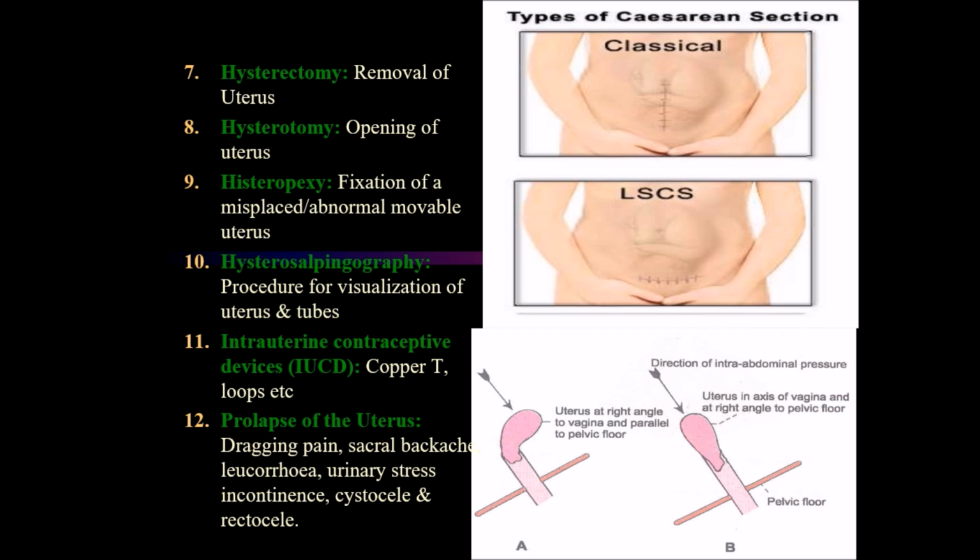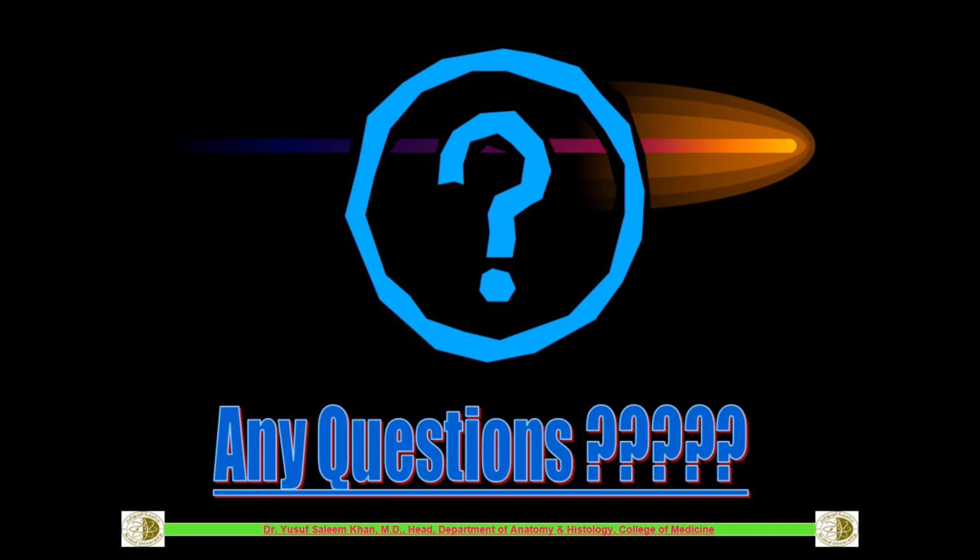So here they have shown you the axis, which should be perfect to prevent the prolapse, and there are these supports also, especially the muscular and the fibromuscular. Among that the perineal body as well as the pelvic floor play a very important role, damage of which might lead to prolapse of the uterus. Okay, so these are some of the applied or clinical aspects related to the uterus. So this is all about the uterus.